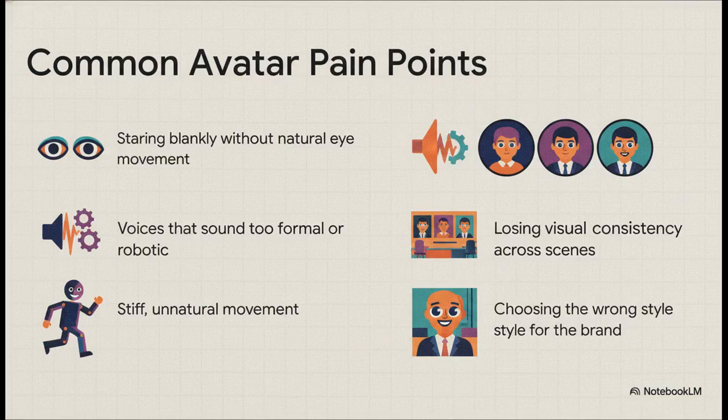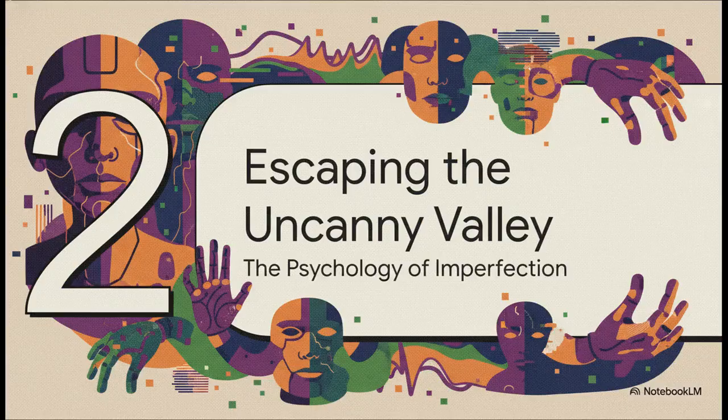These are the classic mistakes, right? That dead-eyed stare, a voice that sounds like an old GPS, movements that are just way too rigid, and maybe the worst one, when the character looks like a totally different person from one scene to the next. These are the little things that just shatter an audience's trust. To fix all this, we need to understand the psychology behind it.